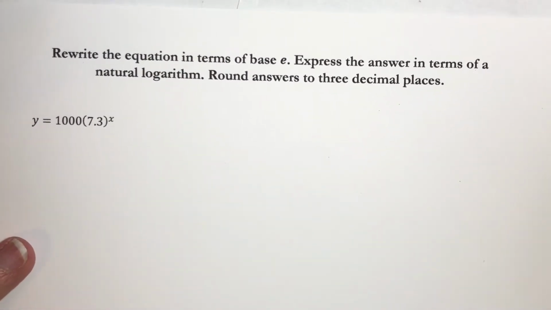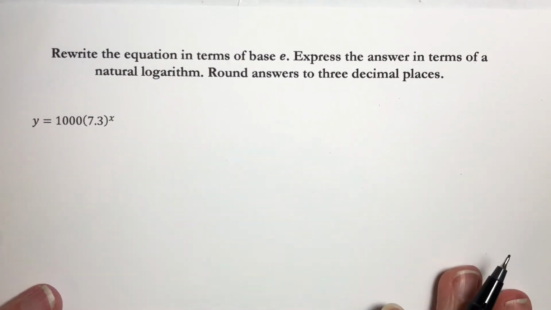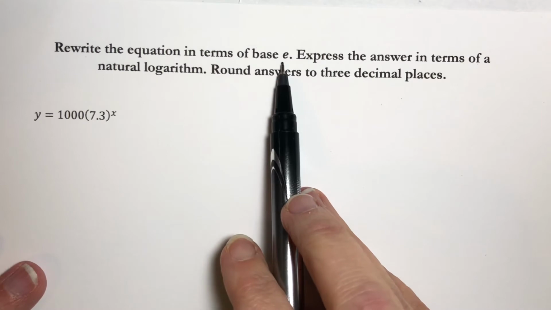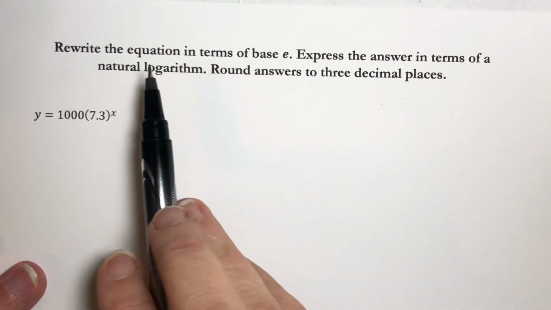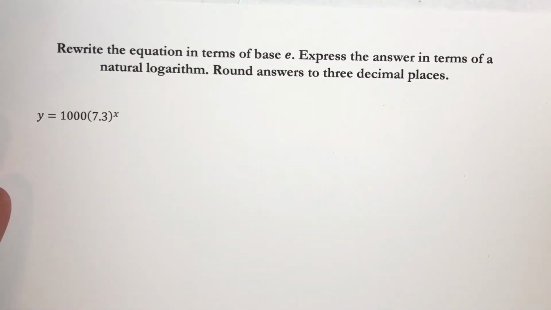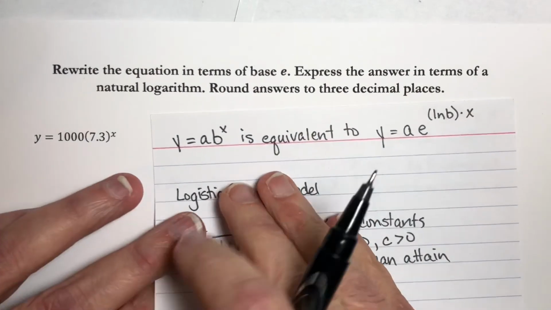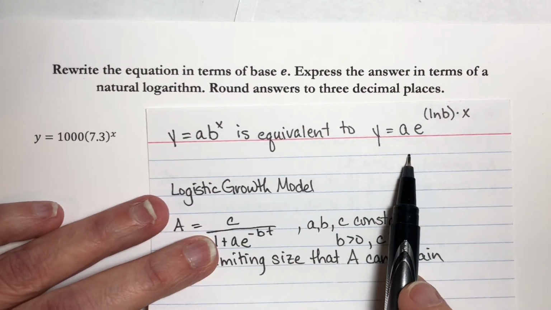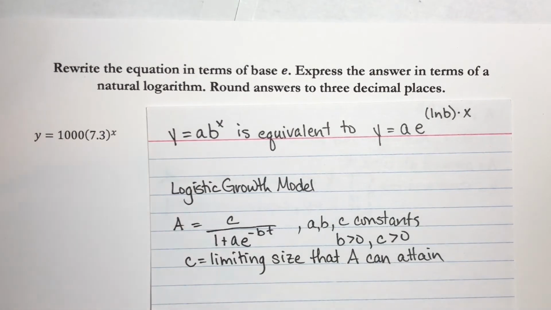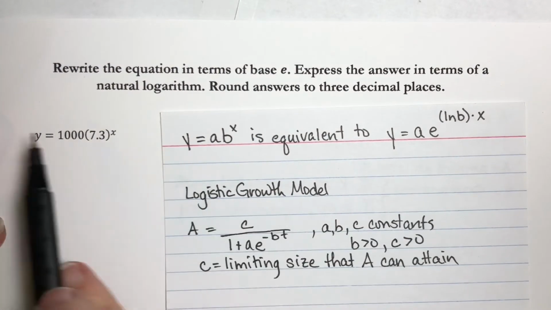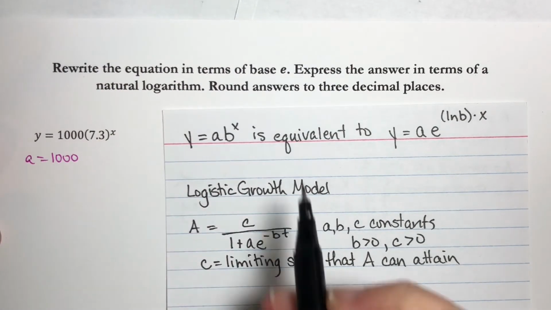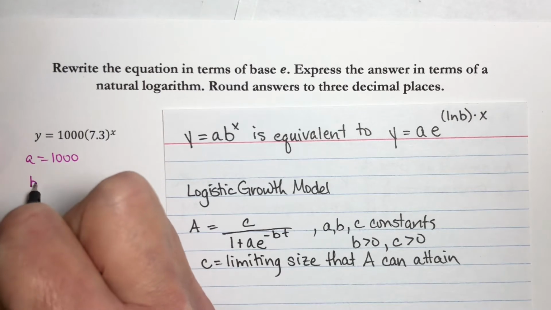Now for some problems that look a little bit scarier but are pretty easy. First thing we're going to do is rewrite the equation in terms of base e. Then we're going to express the answer in terms of a natural logarithm, rounding answers to 3 decimal places. What we're using here is this, which was at the bottom of the first page of your notes. y equals a times b to the x is equivalent to this. Let's do some pattern matching. I have y equal to a, so my a value is 1,000. My b value is 7.3.